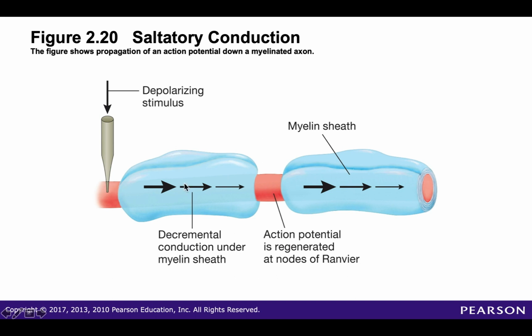We only need to regenerate every so often at these empty spaces in the axon called the nodes of Ranvier. And this process again is called saltatory conduction because it looks like the action potential is jumping from node to node. We have passive movement of ions through the myelinated segment, and then we regenerate, and then we retain just enough positive charges so that we are still above threshold when we reach the next node.